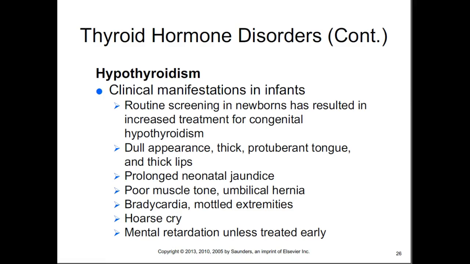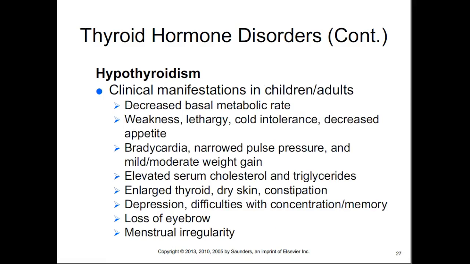They have a dull appearance, thick protuberant tongue, and thick lips, right? Prolonged neonatal jaundice, poor muscle tone, umbilical hernia, bradycardia, mottled extremities, hoarse cry, mental retardation unless treated early, right?